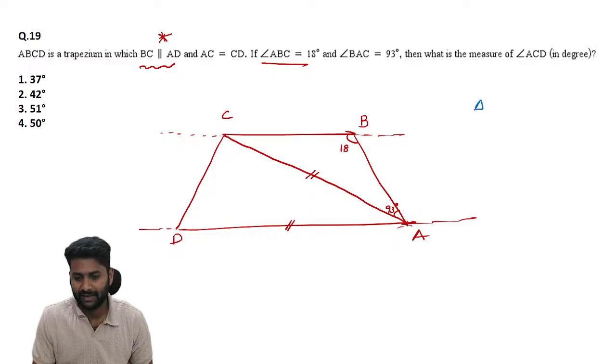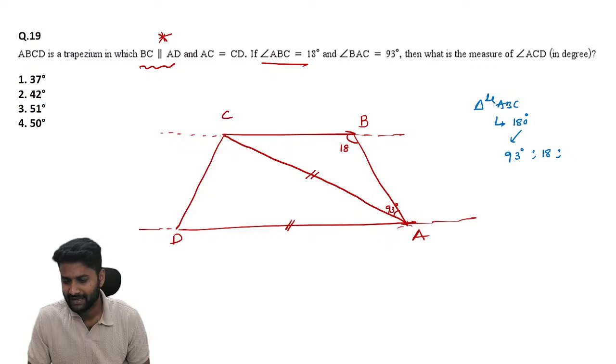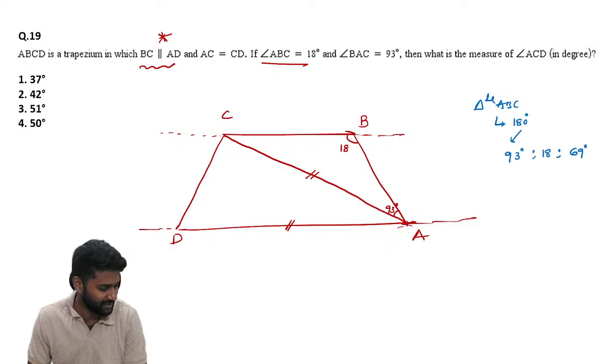See, in triangle ABC, the sum of all the interior angles is 180. If one angle is 93, and another angle is 18, then 93 plus 18 is 111, so we require 69 degrees for the other angle. So you got that this is exactly equal to 69. As you know, in a parallel line concept, alternate interior angles are equal. So definitely this is also 69.